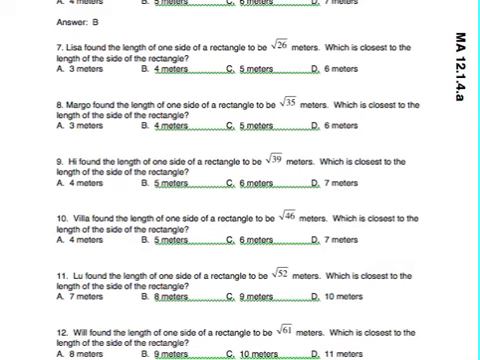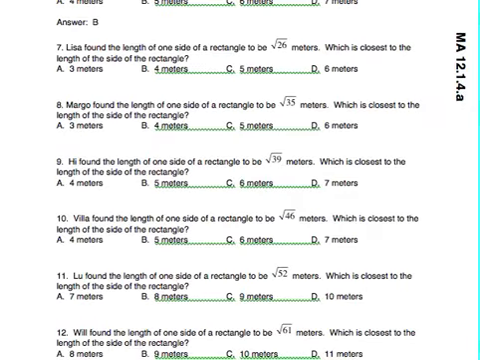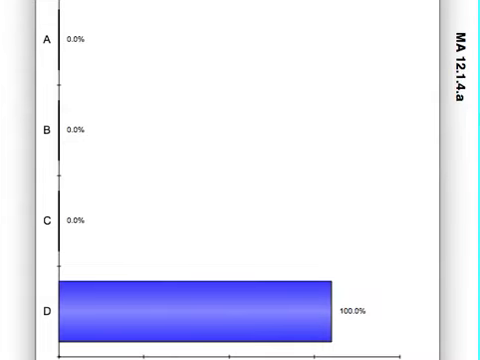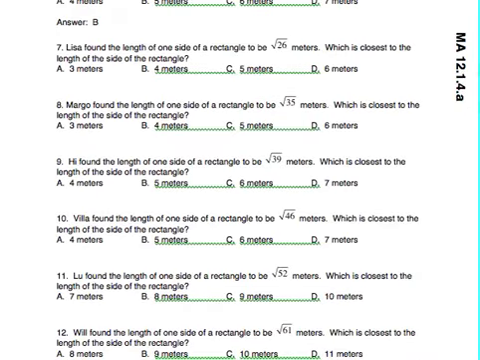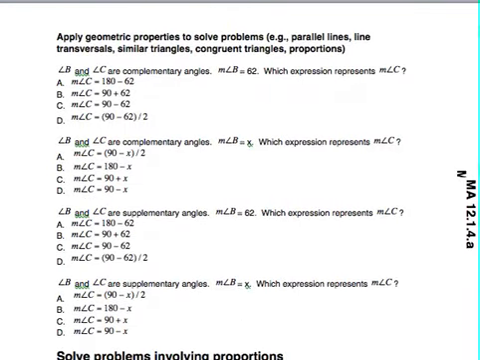What's root 39 closest to? Wait, I changed my answer. It's okay. And the answer is C because it's closest to 6. Okay. Root 46, what do we have there? What is root 46 closest to? D, 7. Nice job. Okay, so it seems like we've got those down pretty well. I'm going to go ahead and skip down to the next page.